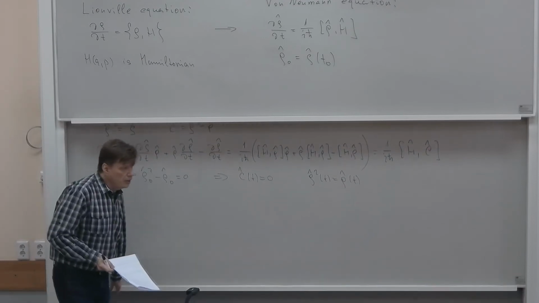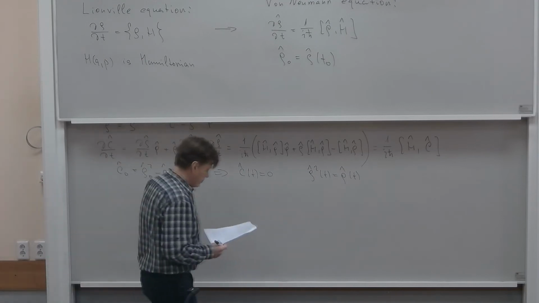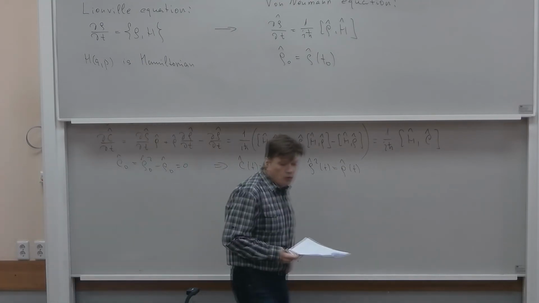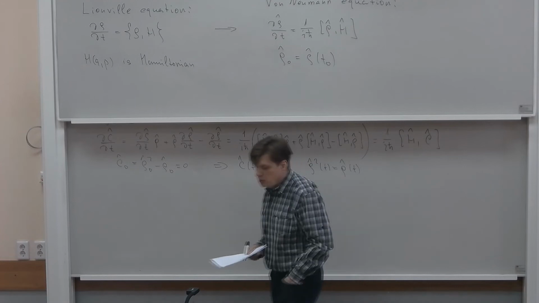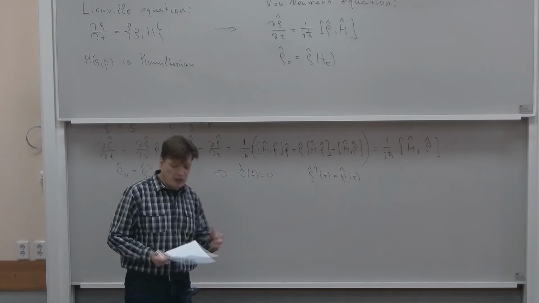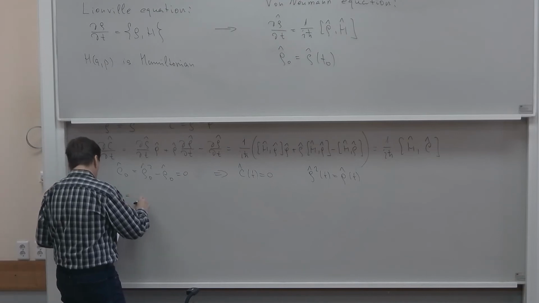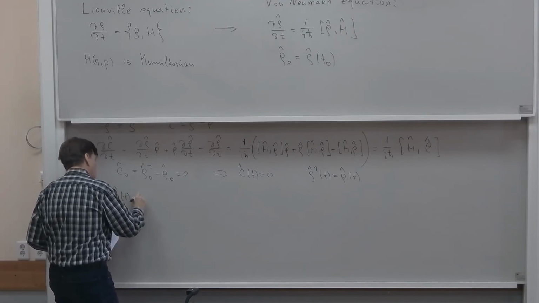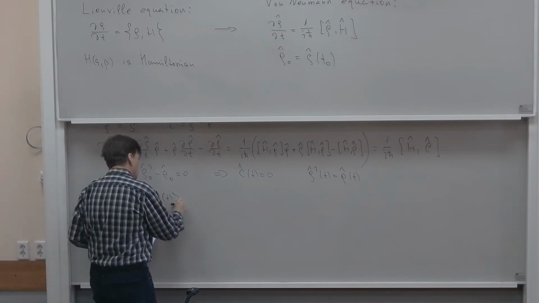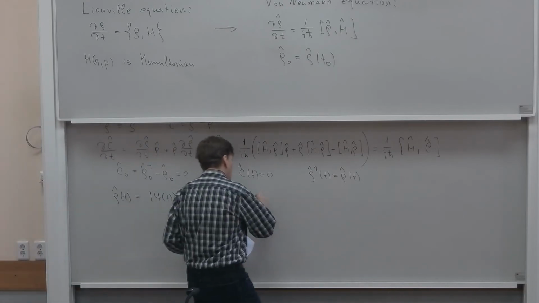Do you agree? No objections? Okay. But on the other hand, thanks to the von Neumann theorem, we know that each pure state is actually described by a ket vector. So it is given by the projector. So at each time moment t, each pure state is just the projector onto some state psi with norm 1.